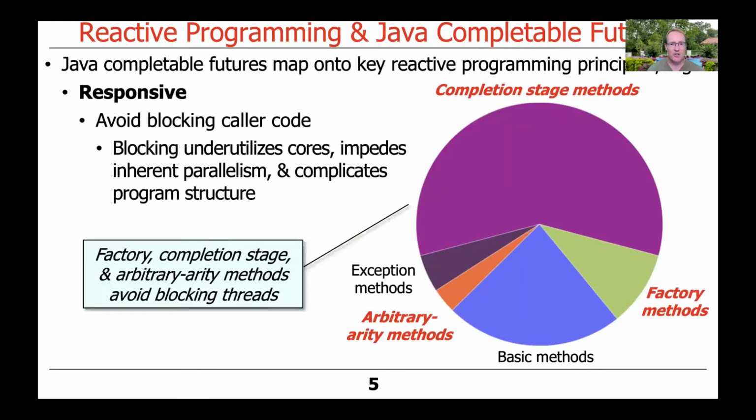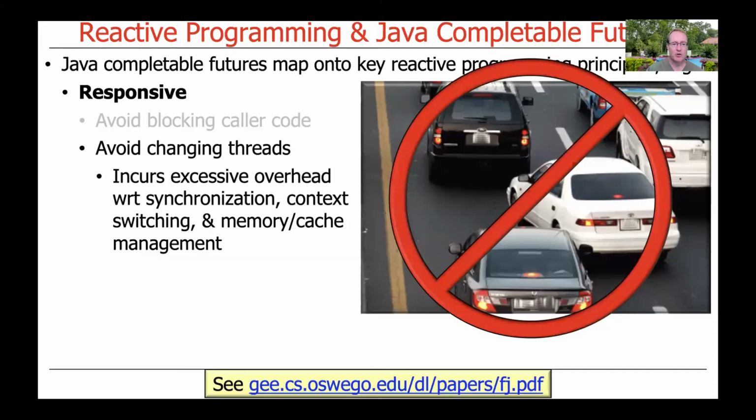There's a number of methods that are defined in the Completable Futures API that help avoid blocking. These include some of the factory methods like supplyAsync and runAsync, which start up computations to run asynchronously. Various completion stage methods like thenApplyAsync and thenCombineAsync, those all will run asynchronously. And also various arbitrary arity methods like the allOf and anyOf methods. All these things allow the program to continue running, doing other types of processing while background computations are taking place asynchronously relative to the main thread of control.